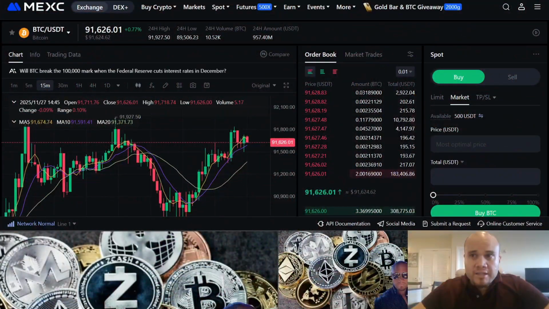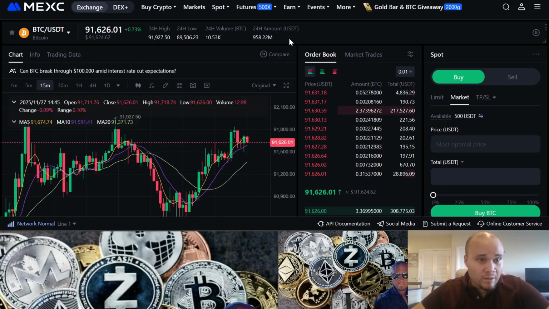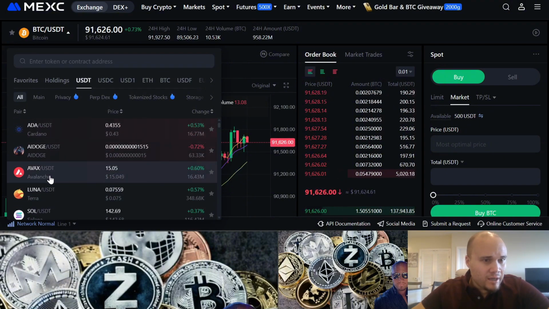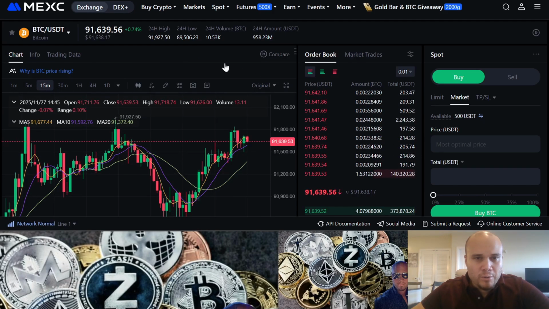Let's take a look at MEXC exchange here. So you can see, this is what MEXC exchange looks like once you get set up. What I do like about MEXC is that they have a lot of trading pairs. You have XRP, Bitcoin Cash, Litecoin, to name a few of the coins, AVAX, Cardano, Pepe, Ethereum, and Bitcoin itself, of course. These are some of the spot trades that you can make if you don't want to do leverage trading.